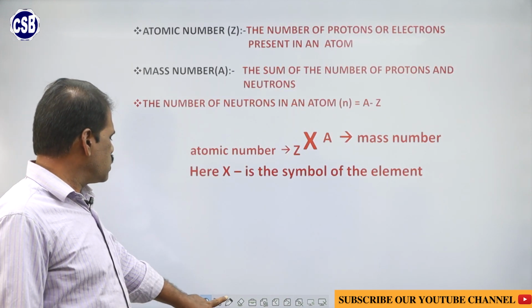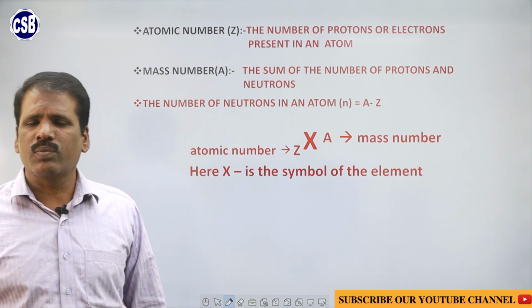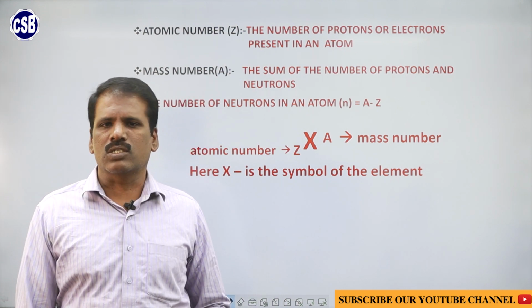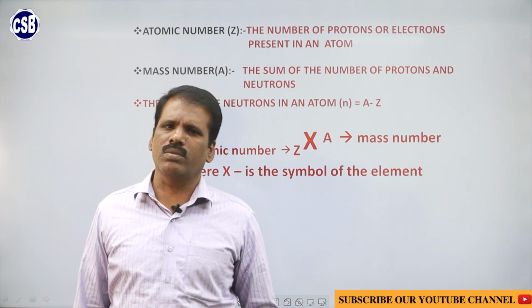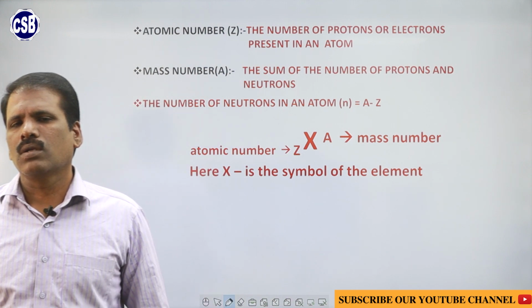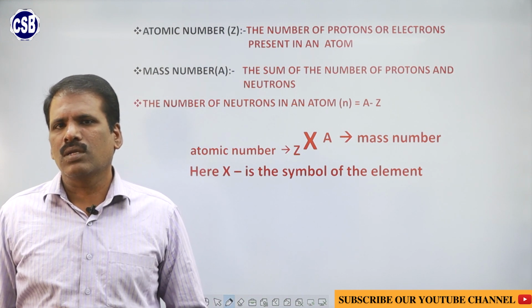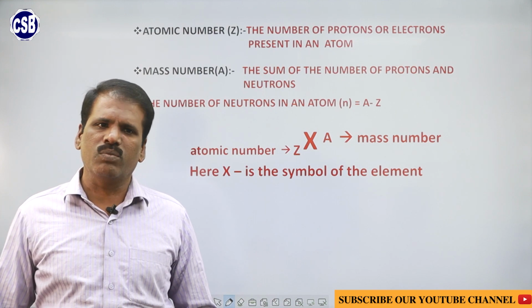So here the first one is, while studying atomic structure you should know some important basic things like atomic number, mass number, isotopes, isotones, isobars, etc. So the first one is atomic number. The symbol is Z. The atomic number concept was put forth by Moseley.